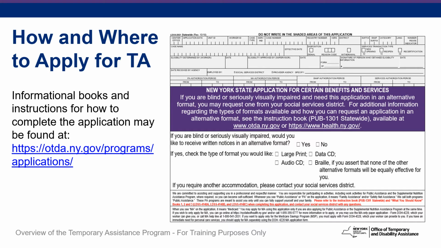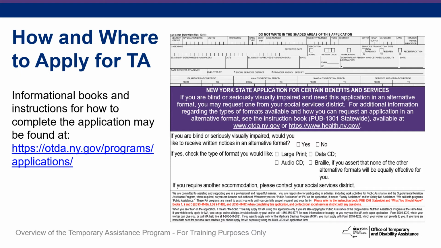In order to apply for TA, individuals and families must complete the New York State application for certain benefits and services, also known as the Common Application, which is shown here. The Common Application can be found at each district office or printed from the OTDA website and can be used to apply for emergency assistance or ongoing assistance programs. In addition, the Common Application also offers applicants the opportunity to register to vote.